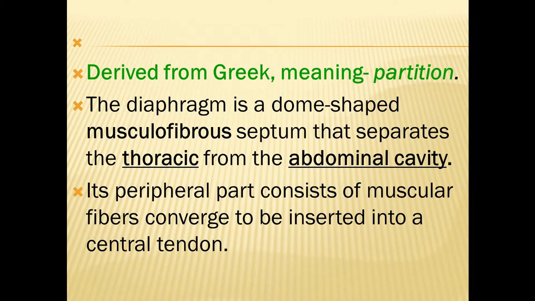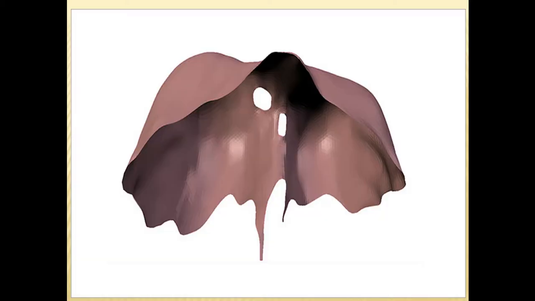It has a peripheral part also, which consists of muscular fibers, and they converge to be inserted into a central tendon. Let's see, first of all, this is the diaphragm, and the diaphragm is just like a parachute. Yes, it is like a parachute, and it has certain openings inside over here. This is for the passage of some structures.